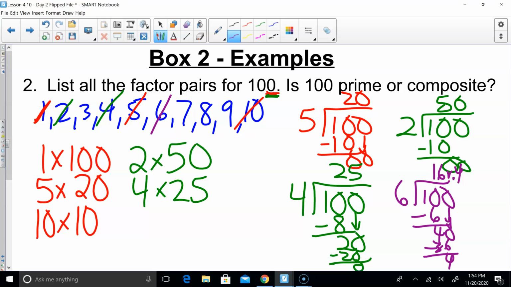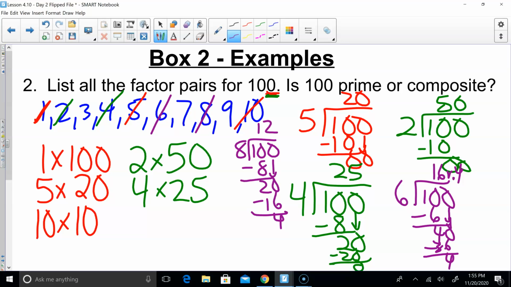Does 8 work for us? 8 divided into 100. 8 can go into 10 one time. 8 times 1 is 8. 2, bring down the 0. 8 can go into 20 two times. 16, remainder of 4. Nope, with a remainder, it will not work. So that doesn't work either.